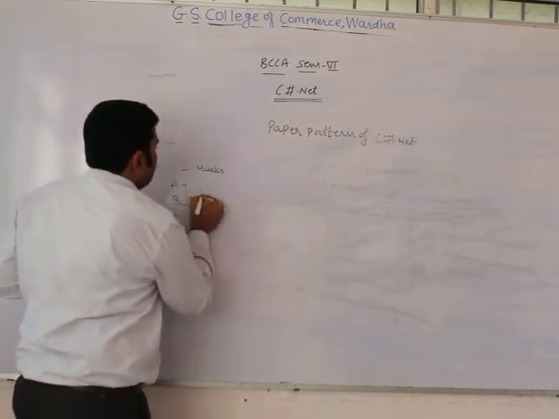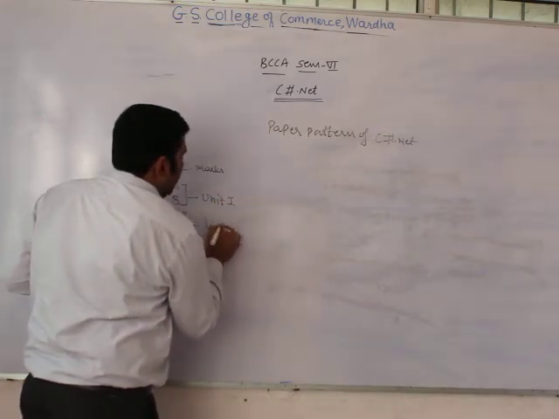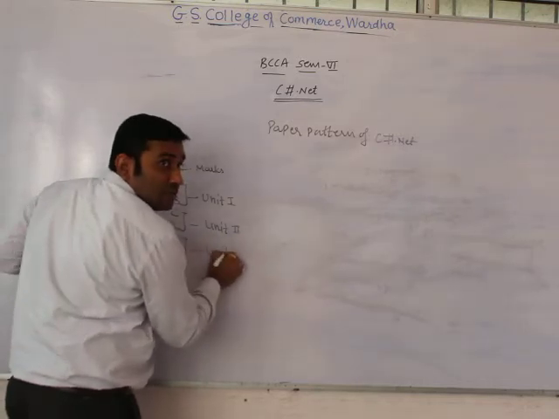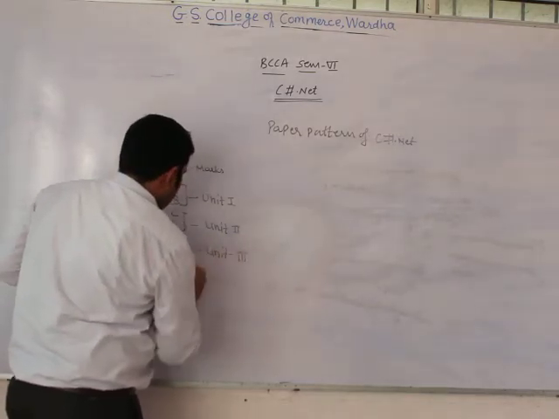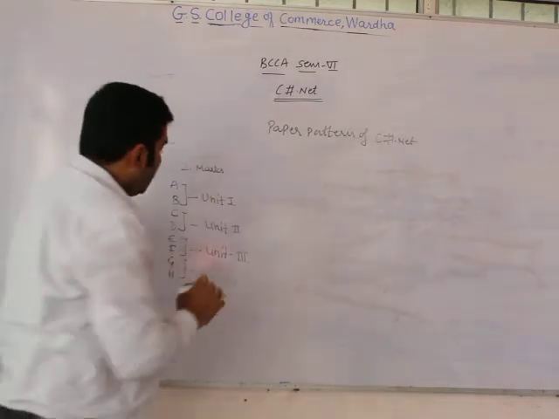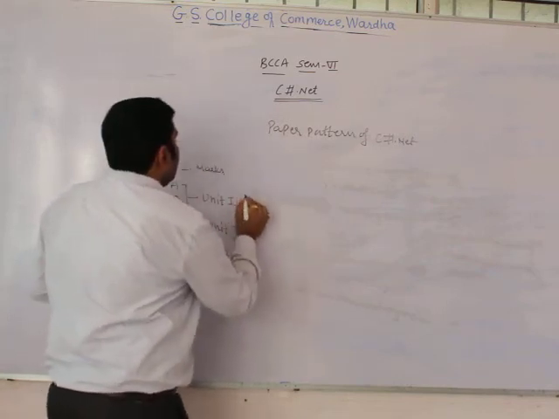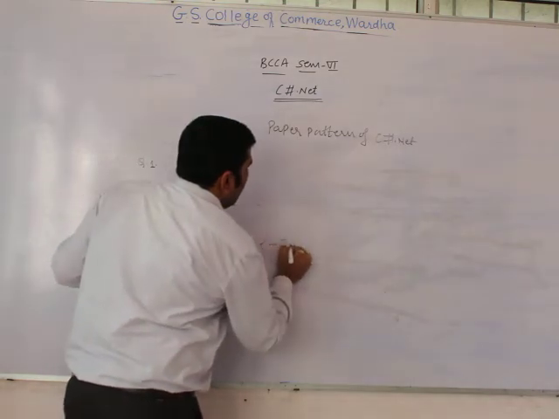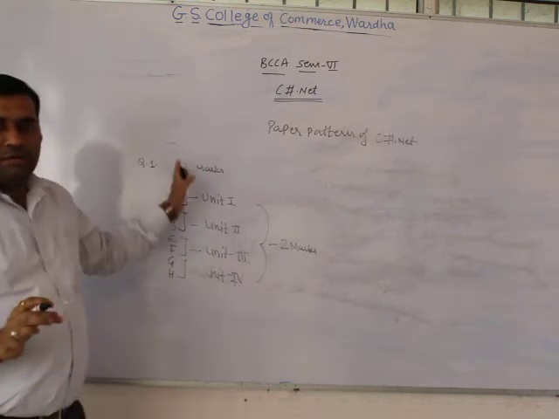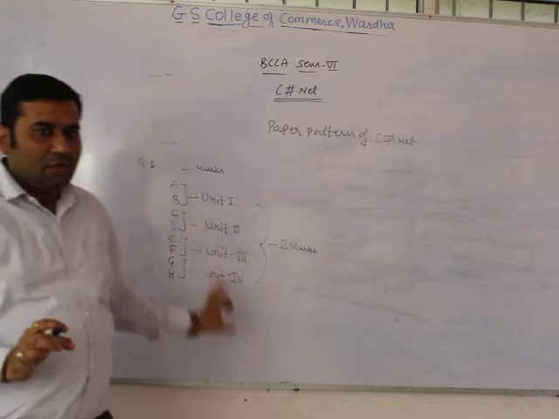A and B are asked from unit 1. C and D are asked from unit 2. E and F are asked from unit 3, and G and H are asked from unit 4. All questions are 2 marks. It is a compulsory question, asking from units 1, 2, 3 and 4.